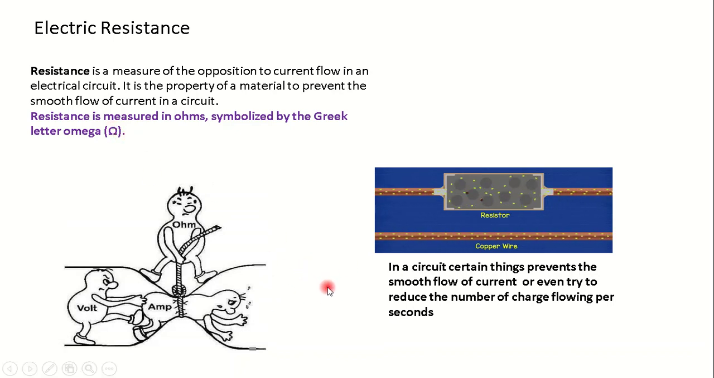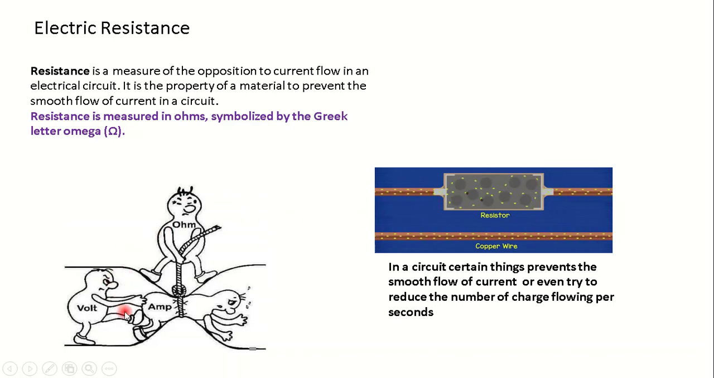In a circuit, certain things prevent the smooth flow of current or even try to reduce the number of charges flowing per second. In this case, we have a resistor connected in a circuit and some particles in the resistor that prevent the smooth flow of current from this end to this end. Okay?